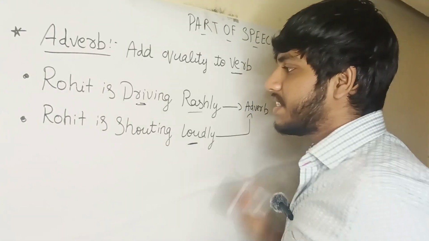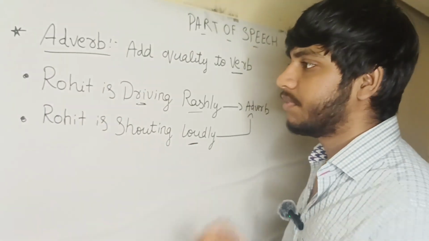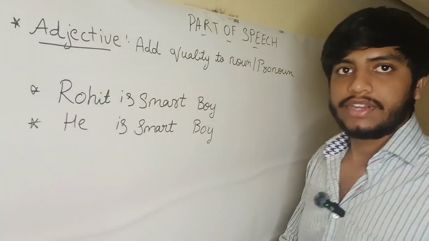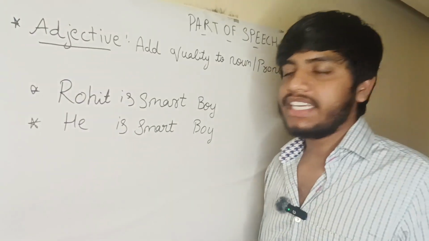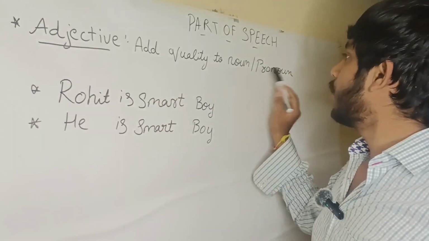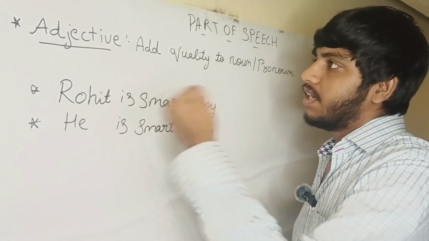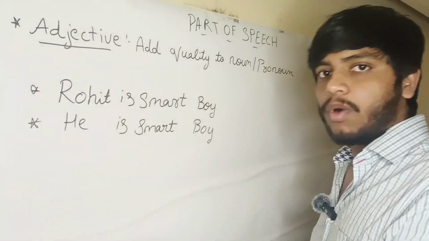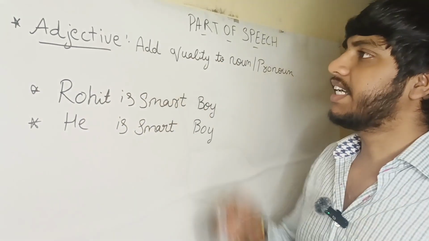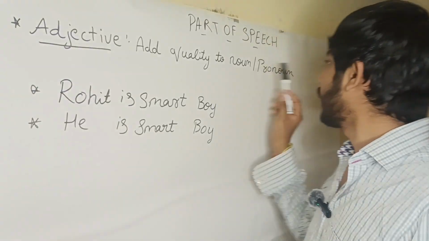Okay. I hope you understand. If you didn't understand, please go and rewind and watch it. Let's move to the next part, which is adjective. Adjective is nothing but adding quality to the noun and pronoun. Okay, adding quality to noun. In the previous adverb, we were adding quality to the verb. In adjective, we are adding quality to the noun.